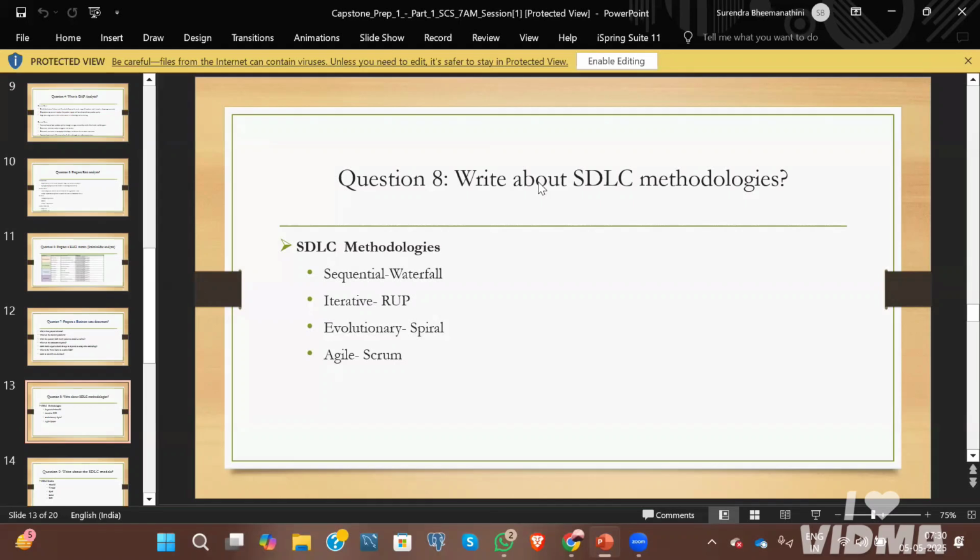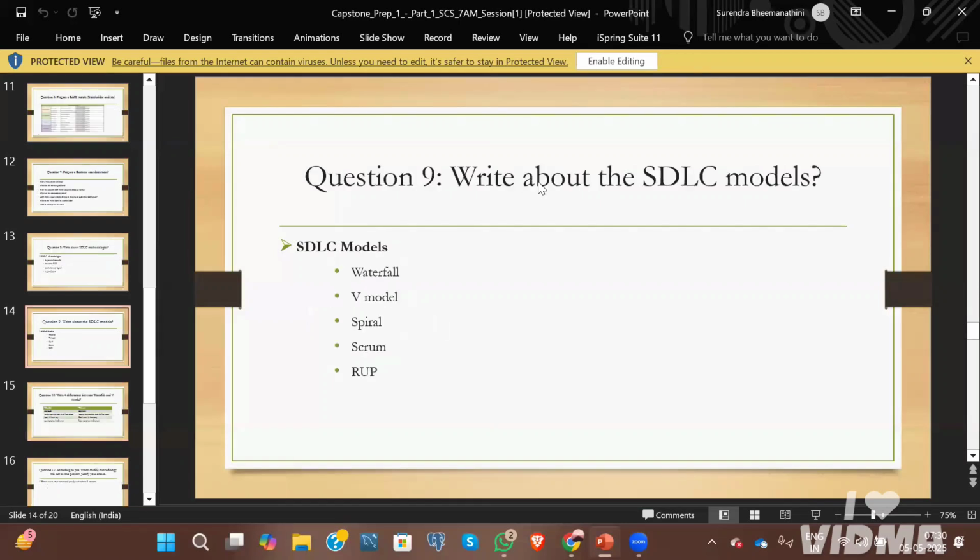Inside SDLC, we have four methodologies: sequential, iterative, evolutionary, and agile. You need to go through them, understand the methodologies, and write your answer according to these four. Next one is, what are SDLC models? Inside methodologies, we have models. These models are waterfall, V model, spiral, Scrum, and RUP.